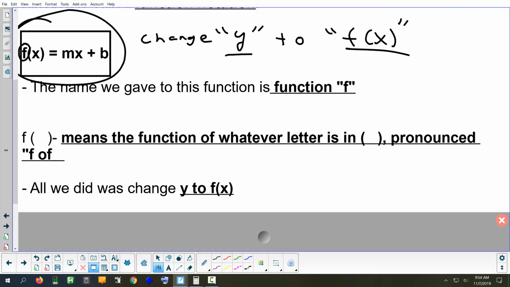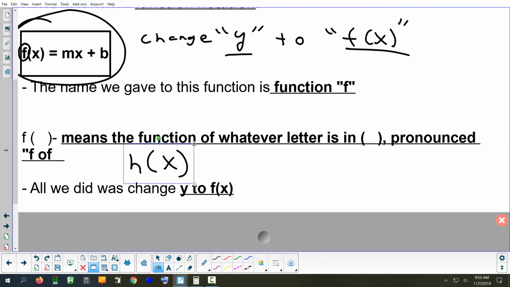So the X on the inside can change too? Right, if you're doing like DVDs or books, you might use a different letter for your domain. And the F can change too? Yep, the F is the name of the function. So the F can change. Let's say you had something like that. How would you pronounce that one? You could do H of B. Okay. So those letters can change.